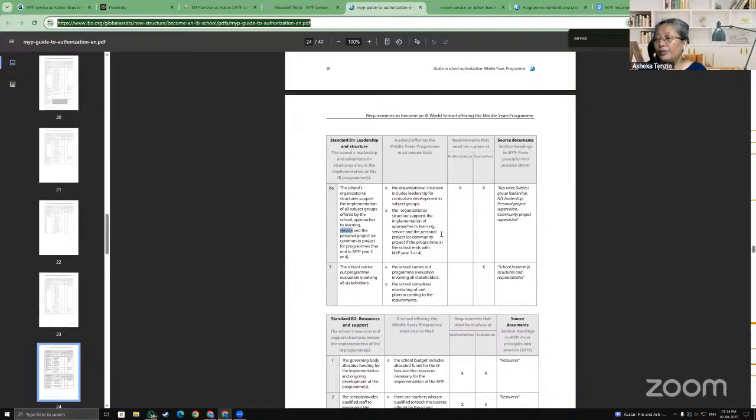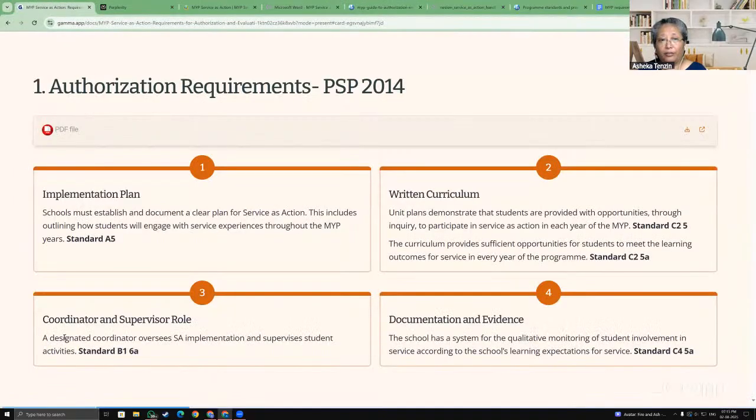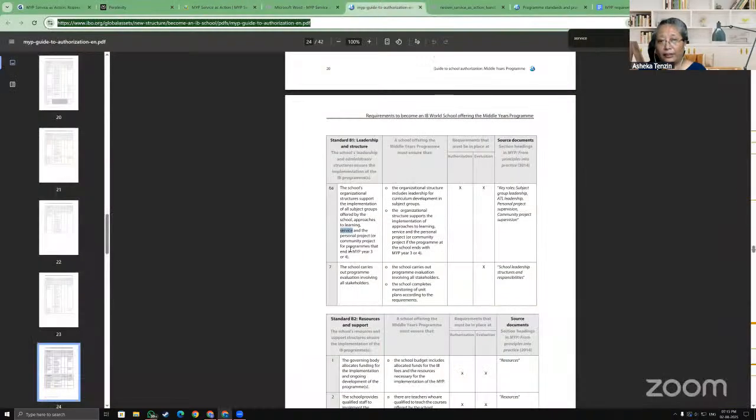So schools may have these positions. I know that Benjamin's school has that position, and he has taken the position of service as action coordinator. So this will fulfill this particular standard, standard B1 6a. That's why I have written over here, coordinator and supervisor role. A designated coordinator oversees service as action implementation and supervises student activities, standard B1 6a. Okay, so this is how you do it.